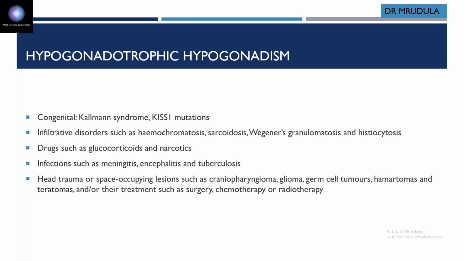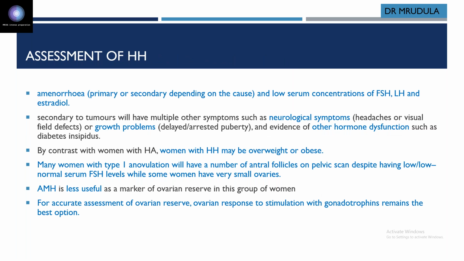Here the FSH and LH levels will be low because of deficient GnRH secretion. Hypopituitarism is different. Hypopituitarism is because of primary pituitary dysfunction, while hypogonadotrophic hypogonadism is because of deficient GnRH secretion.